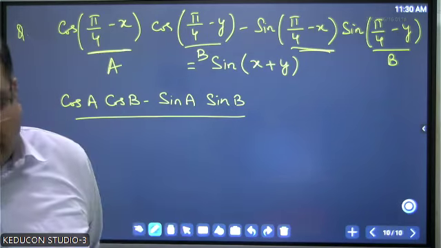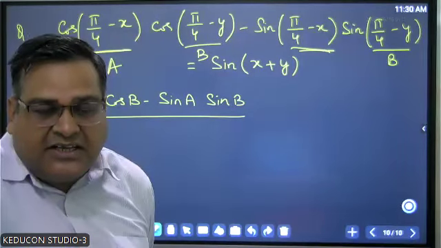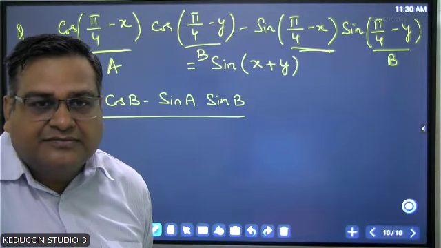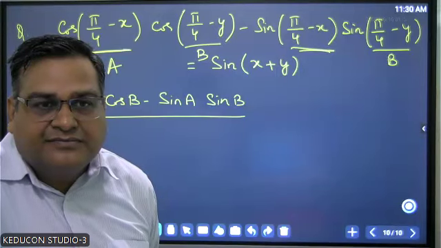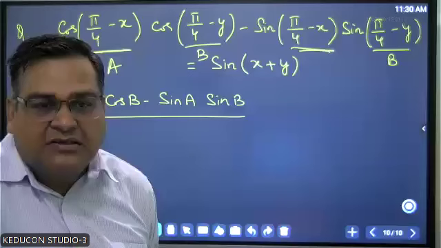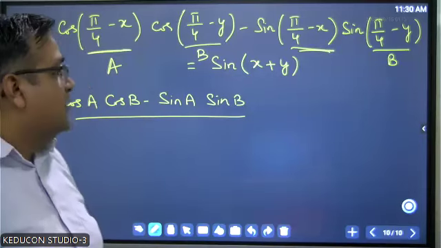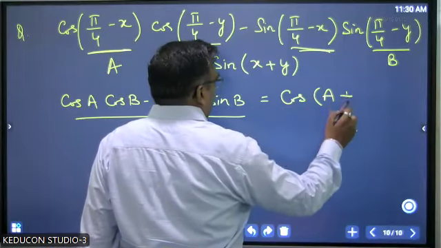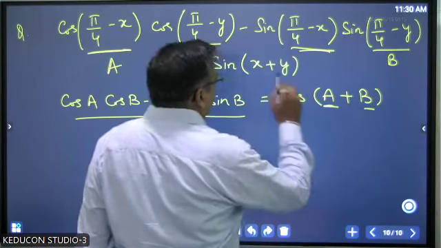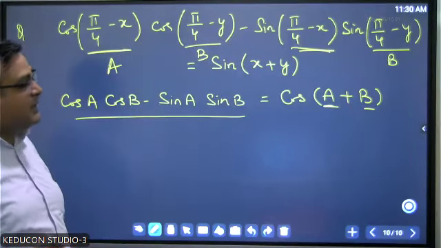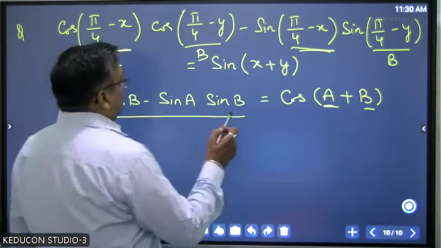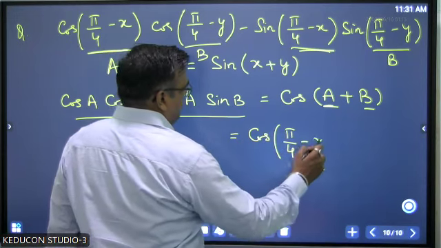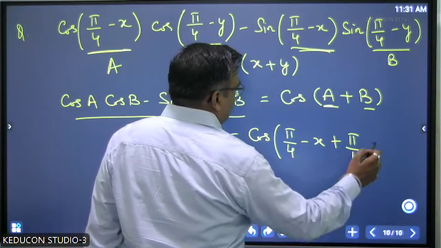Yes, students, are you awake or asleep? Can anybody reply? Yes, cos of A plus B. Very good. Now this is equal to cos of A plus B. So now can I replace A and B with pi by 4 minus x and pi by 4 minus y? So we can write this as cos of (pi by 4 minus x plus pi by 4 minus y).